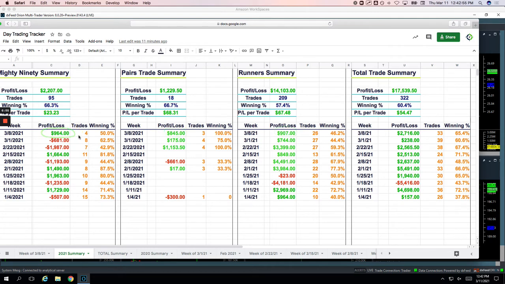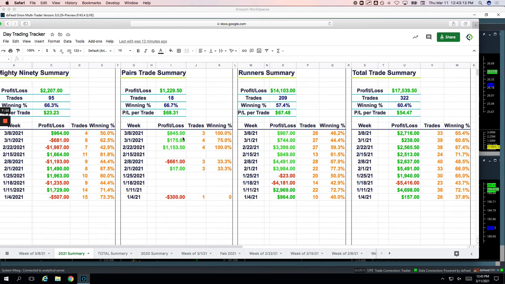Now, a couple things to point out. One, only a 50% win percentage on Mighty 90s, but still booked a decent profit. So back in the green after a couple reds on the Mighty 90s, but just not getting a lot of trading opportunities. Only four trades this week. So averaged one a day, Monday through Thursday.